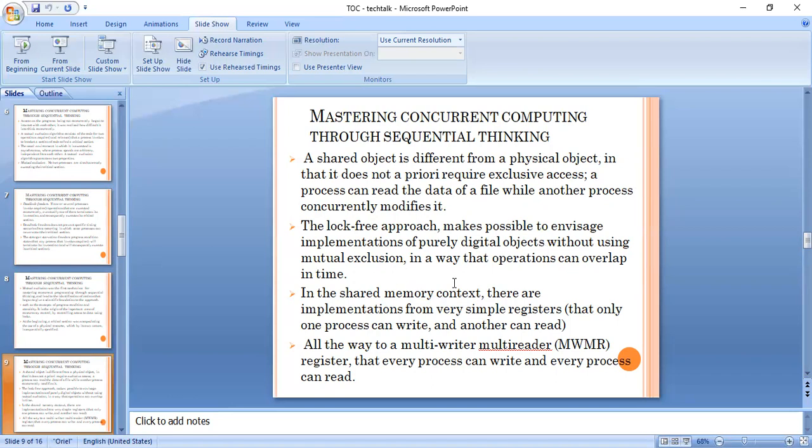In a shared memory context, there are implementations from very simple registers that only one process can write and another can read, all the way to a multi-writer, multi-reader MWMR register that every process can write and every process can read.